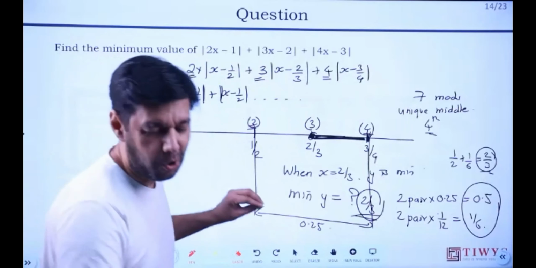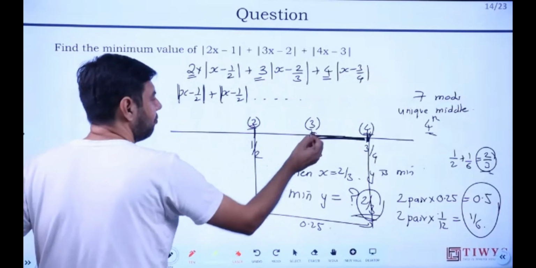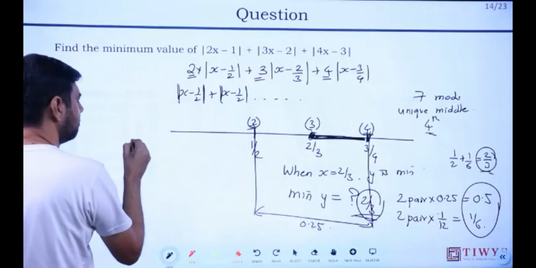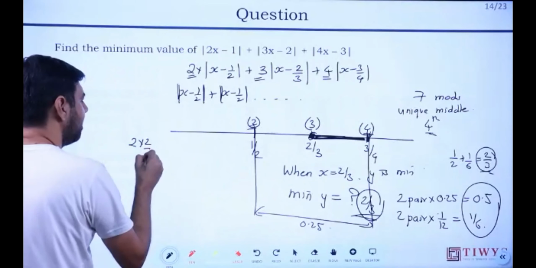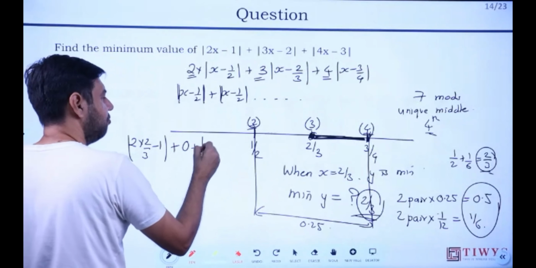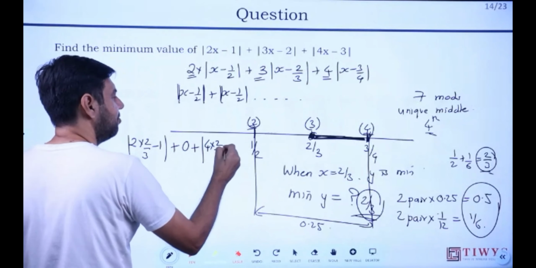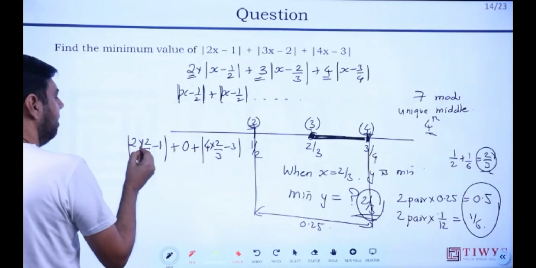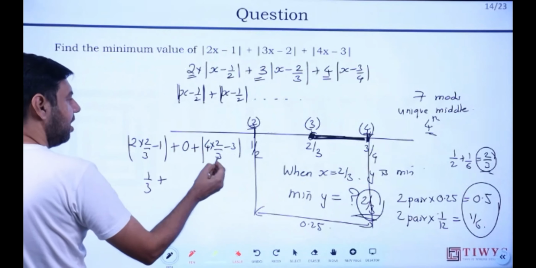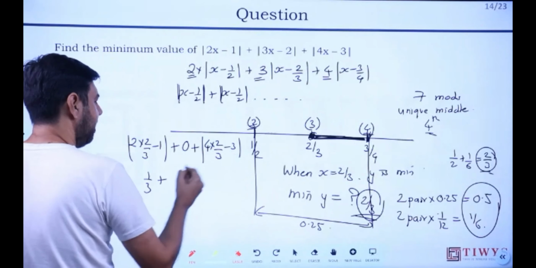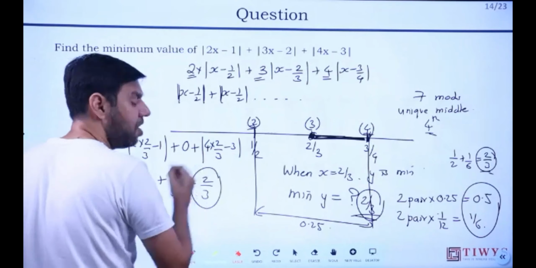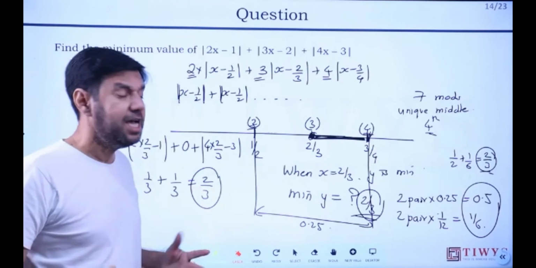Yes, you could always plug in the value. You could plug in 2 by 3. And when you plug in 2 by 3, this becomes 0. So this into 2 by 3 minus 1, you know this is 0, so leave it out. 4 into 2 by 3 minus 3: 4 by 3 minus 3 gives 1 by 3, plus 4 2s are 8, 1 by 3. Even plugging in works.